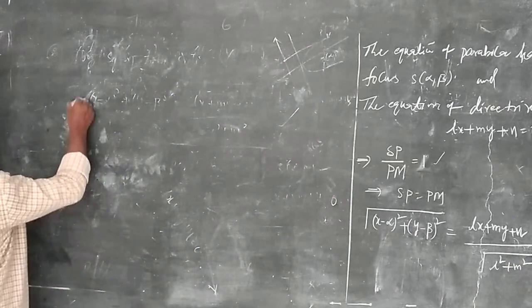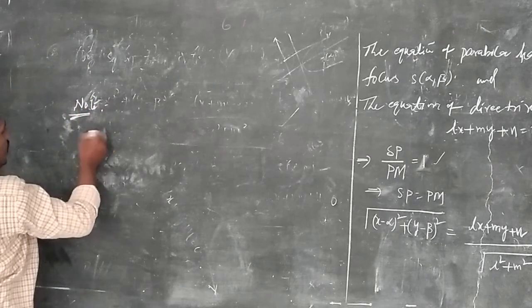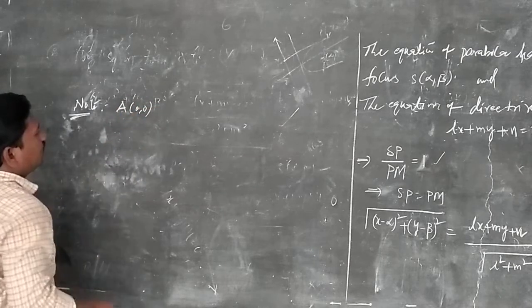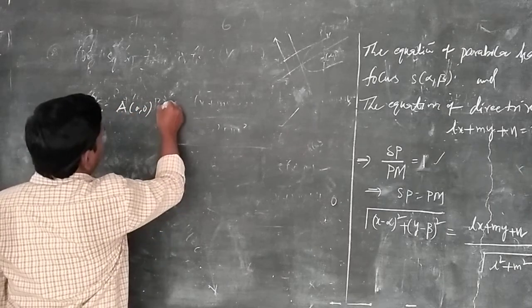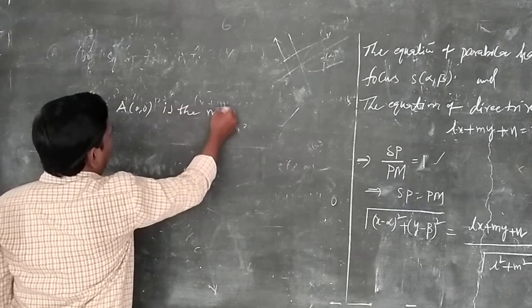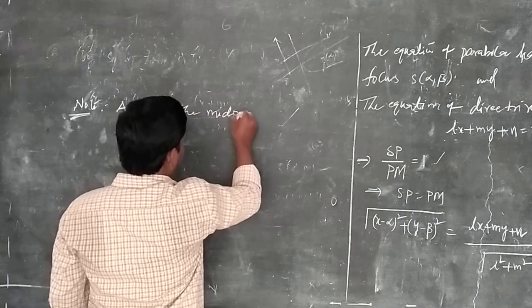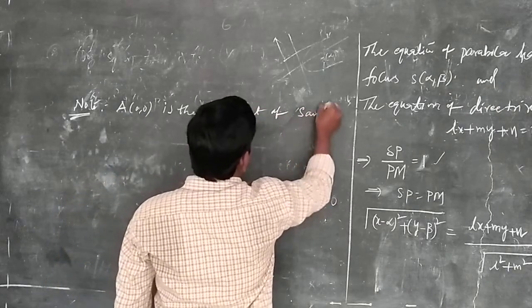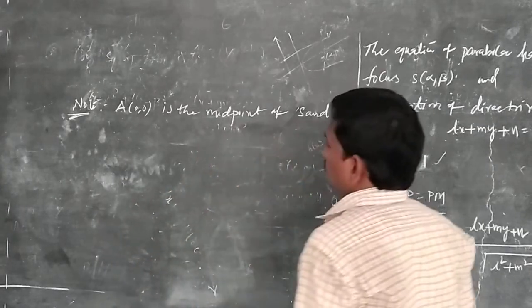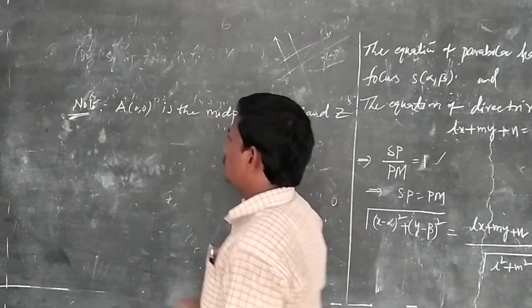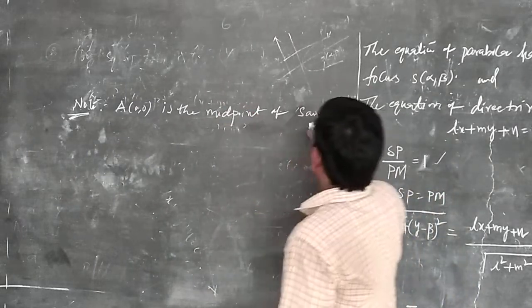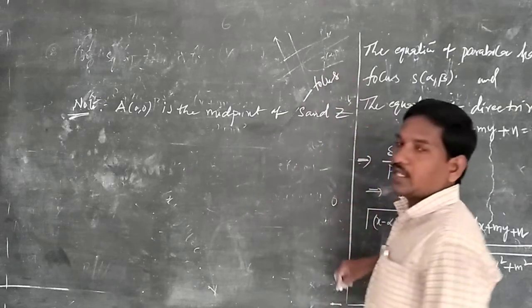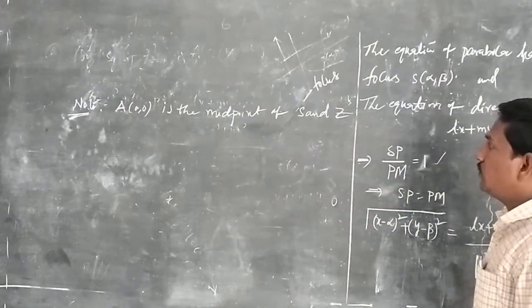So there is a note: A(0, 0), that is the origin, is the midpoint of S and Z. S means focus. Z means the point on the directrix.